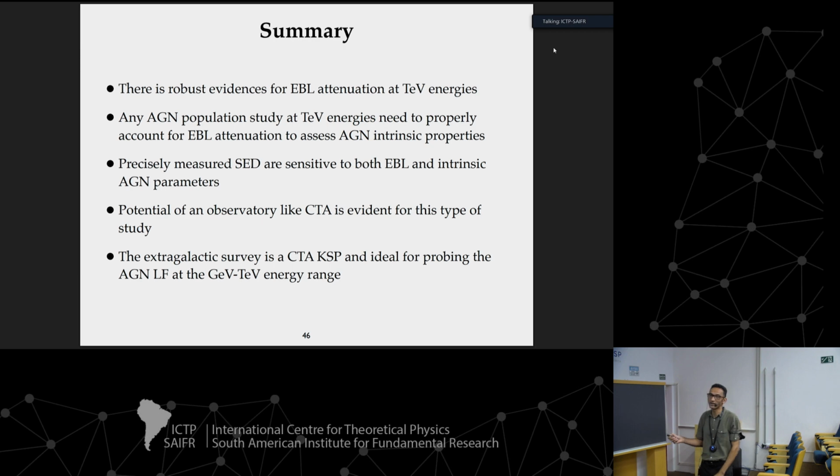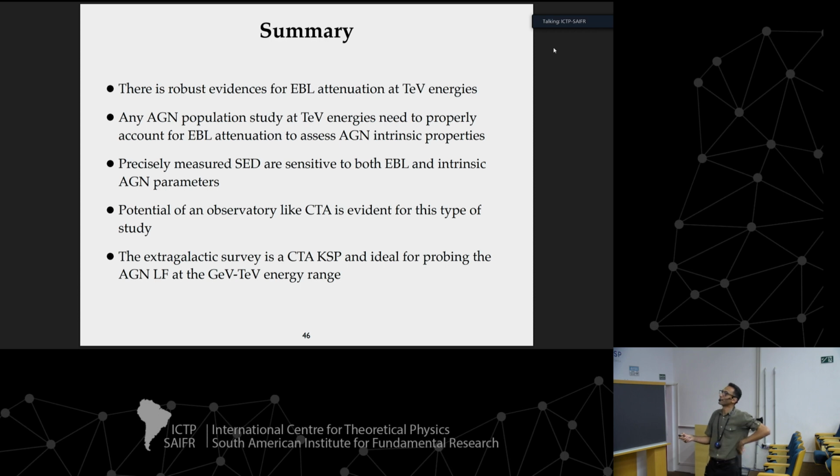Okay, so just to summarize here, I would say that there is robust evidence for EBL attenuation at TeV energy range, given those plots that we've seen before. And if you want to do AGN population study at this energy range, you actually need to properly take into account EBL attenuation. Otherwise, you're going to mess up the spectral index of the source or the luminosity of the source.